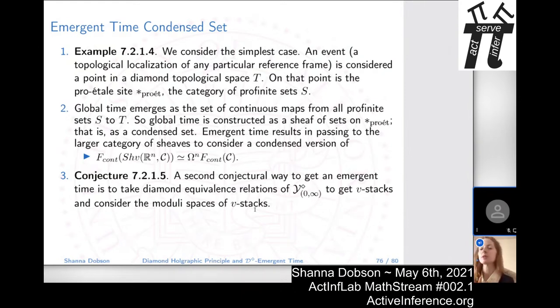A second way to get emergent time is to take, if condensed time is local time, equivalence relations of those to get your multi-scale active inference again. You can take diamond equivalence relations to get the V-stacks, and I already went over that.